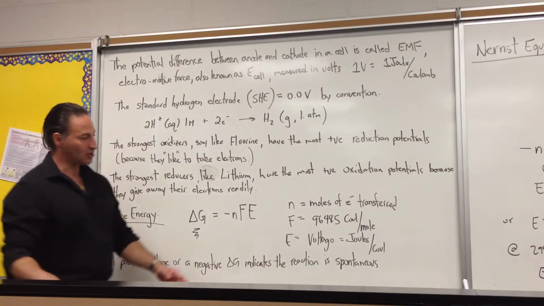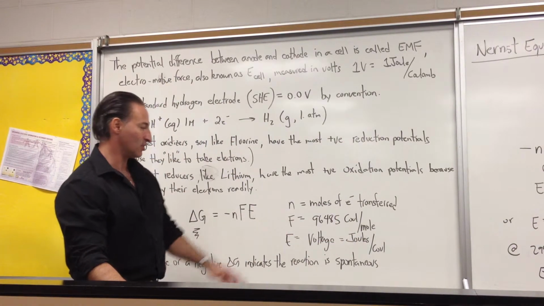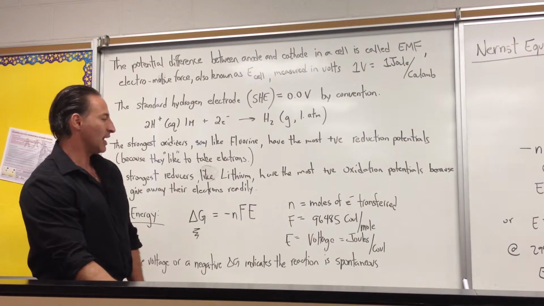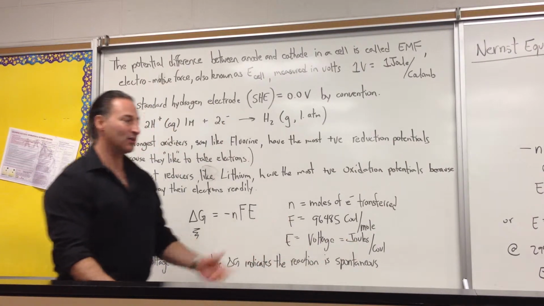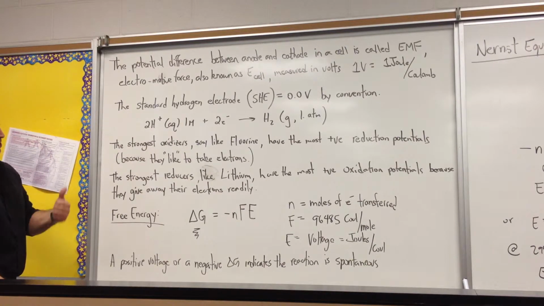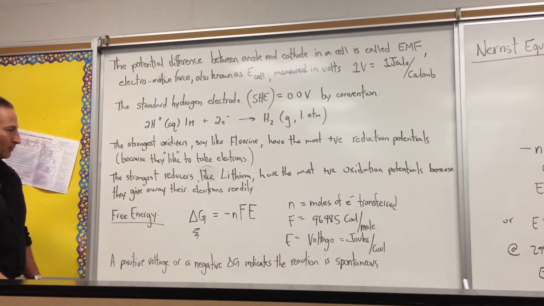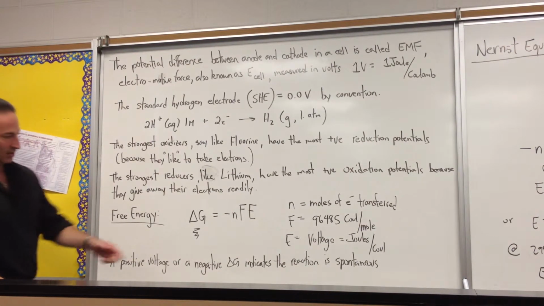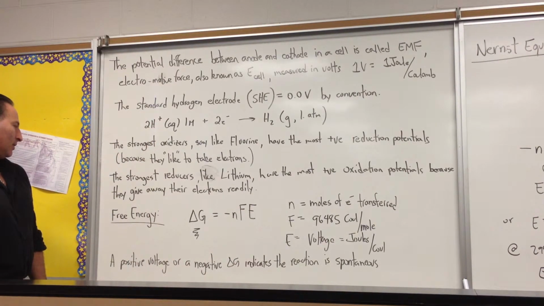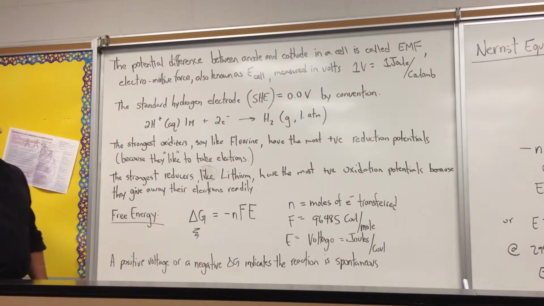And depending on the voltage that the circuit is operating on, you'll get more or less energy, more or less work being done. So the units of voltage are joules per coulomb. When you multiply all those quantities together, everything cancels except joules. So that tells you it's a measure of how much energy a circuit can do based on the number of electrons that pass by and the amount of energy each electron is carrying. Okay, so a positive voltage or a negative free energy indicates that the reaction is spontaneous.